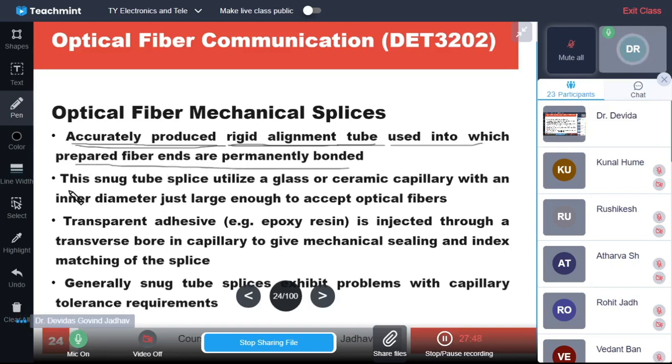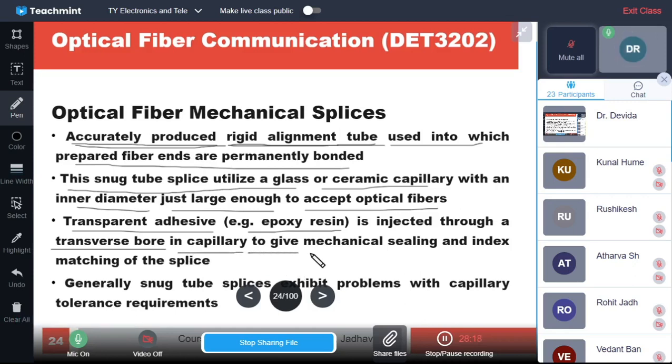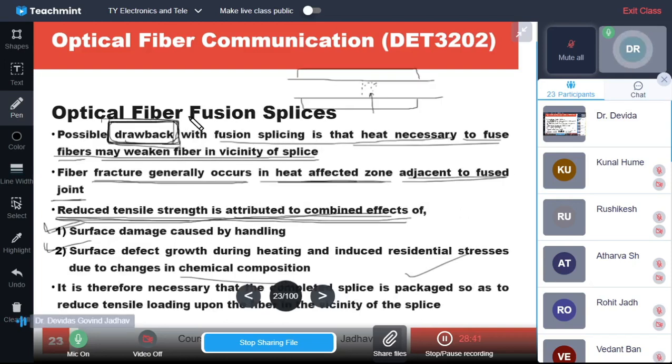So packaging is done. This snug tube splice utilizes a glass or ceramic capillary with an internal diameter just large enough to accept the optical fibers, so that it can hold these fibers together. Then a transparent adhesive like epoxy resin is injected through a transverse bore in the capillary, maybe with the help of some injection device, to give mechanical sealing, and index matching of the splice can also be achieved if required. So this is about the mechanical splice.